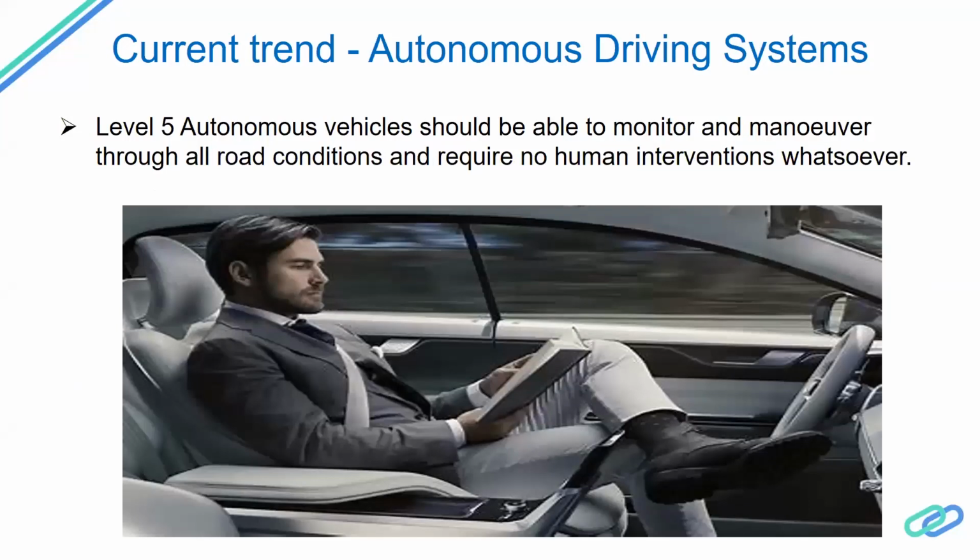And level 5 autonomous vehicles should be able to monitor and maneuver through all possible road conditions with no human interaction whatsoever. So this is something where individual customers will be able to get autonomous driving vehicles without a teleoperation and fleet control center, which is far ahead. These vehicles will not require any human interaction in all possible conditions. It will be able to drive without any human interaction. So these are the levels of autonomous driving systems.